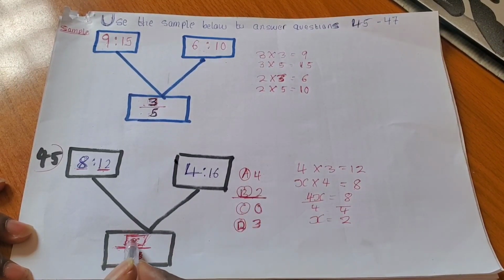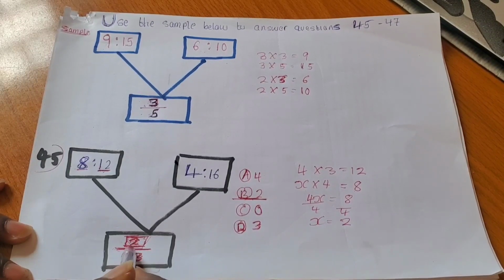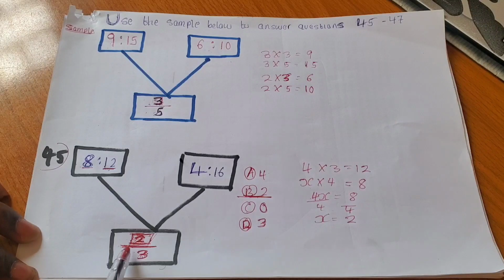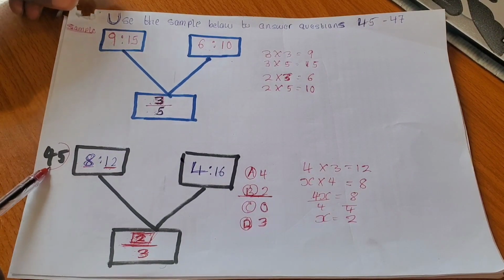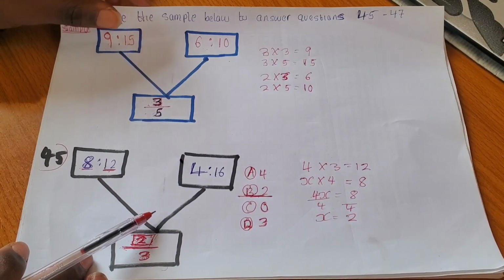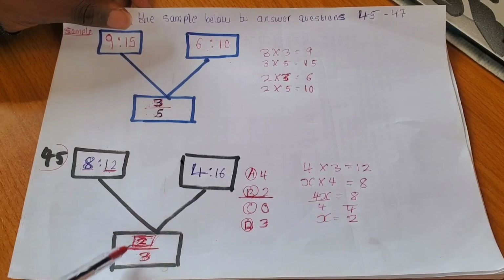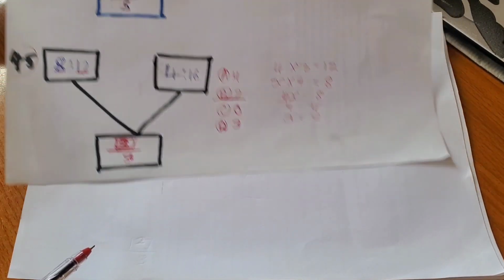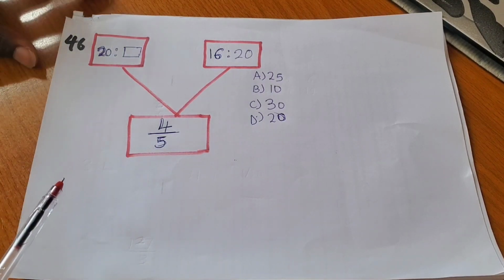Do you understand? So the value that will be here is 2. Okay, I'm very sure you understand how I got this. Okay, so that is for question 45. Do you understand? That's for question 45. Now let us proceed to question 46. Okay, you can see question 46 here.